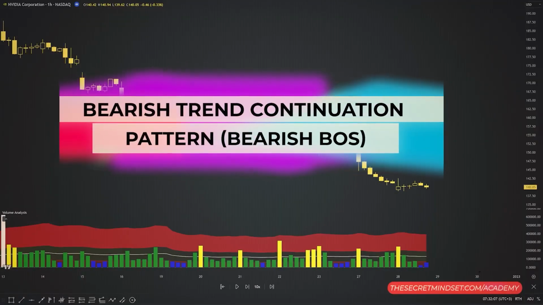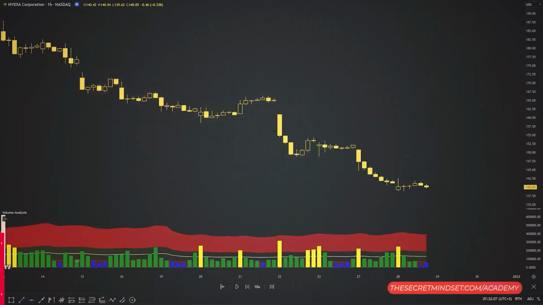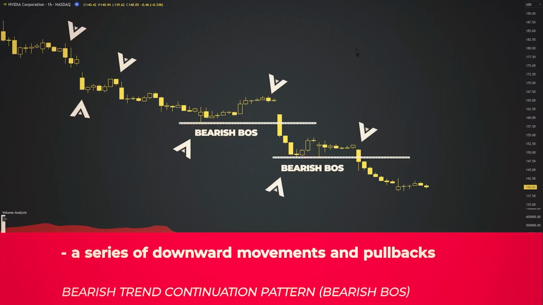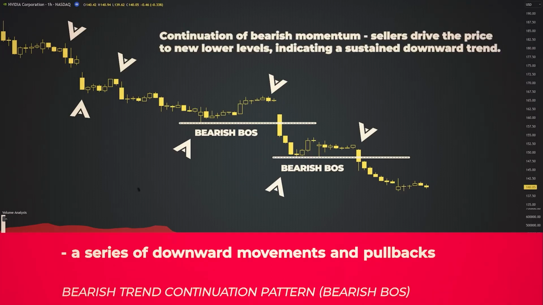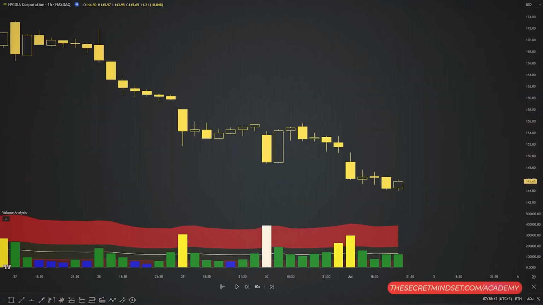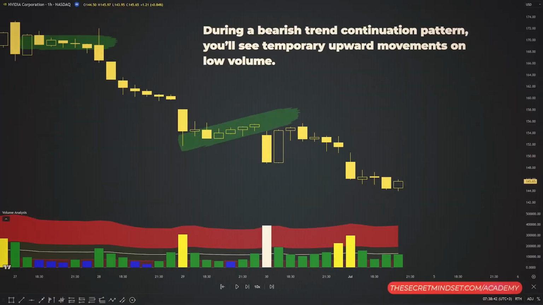In a bearish trend continuation pattern, we see a series of downward movements and corrective pullbacks. The highest points in the price are lower than the previous highest points, and the lowest points in the price are lower than the previous lowest points. This pattern signifies a continuation of bearish momentum, as sellers drive the price to new lower levels, indicating a sustained downward trend.